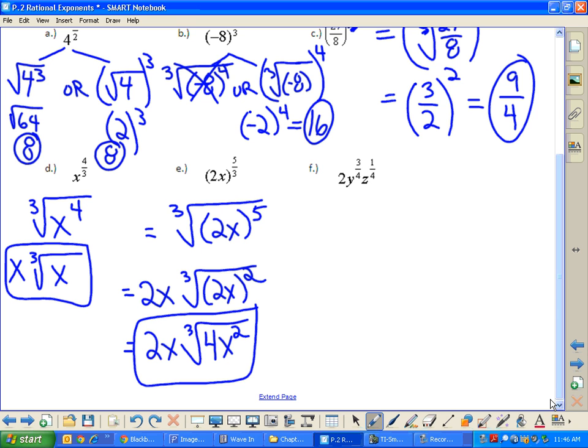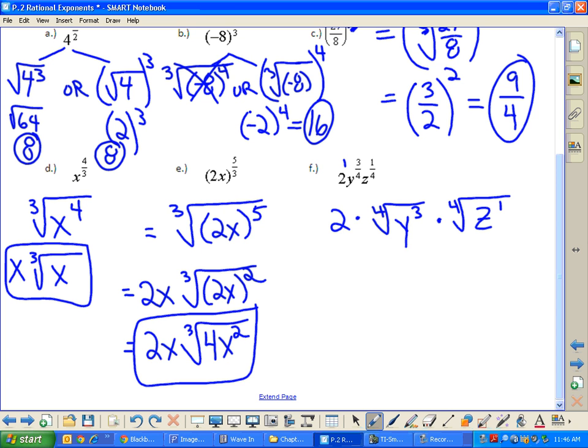And then the last example of the day, and then we'll talk about your homework. We have 2 times y to the 3/4 times z to the 1/4. Again, the first step is to write it as a radical. The 2 doesn't have an exponent attached to it. We can assume that that's 2 to the 1st power. So to rewrite that as a radical, 2 to the 1st power, it's just 2. Y to the 3/4 is the same as the 4th root of y to the 3rd. And then z to the 1/4 power, that's the same as the 4th root of z to the 1st.